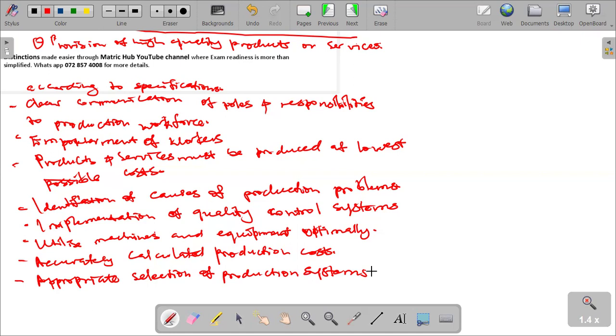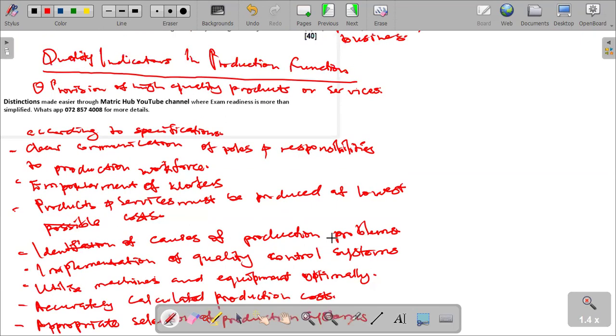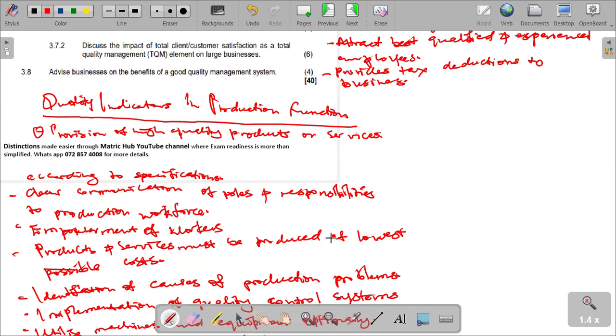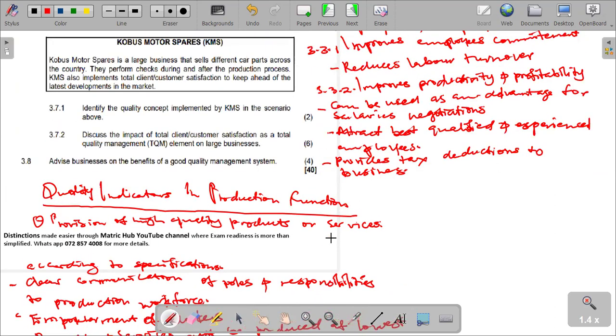We can also mention other methods to do with products that meet customer requirements by being reliable and durable. There are also other points of quality indicators in terms of the production function.